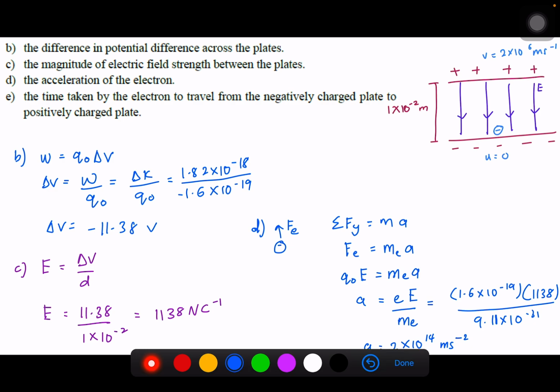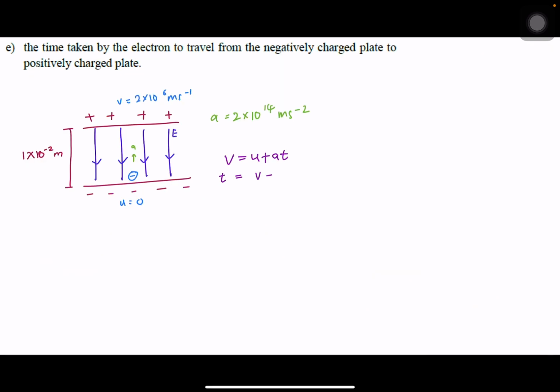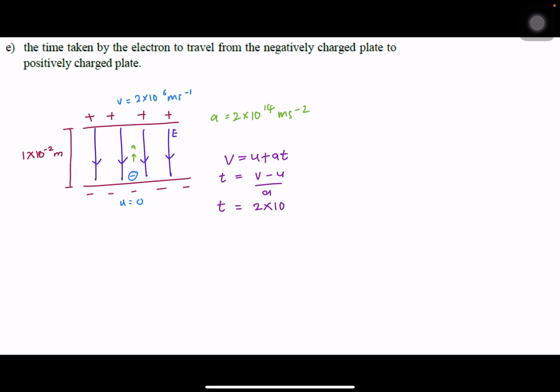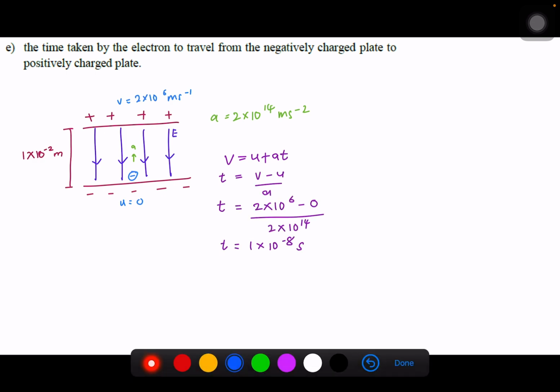And then for question E, the time taken by the electron to travel from the negatively charged plate to the positively charged plate. So here you already have the distance, you have U, you have V, and then you even have A. So you can calculate the time T using kinematics of linear motion. In this case, I use V equals U plus AT. You can use other formulas as well. So T equals V minus U over A.